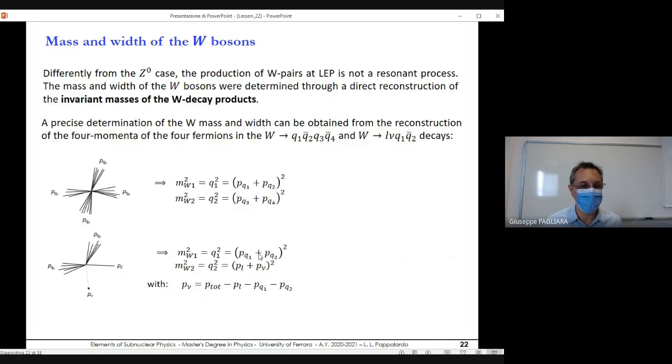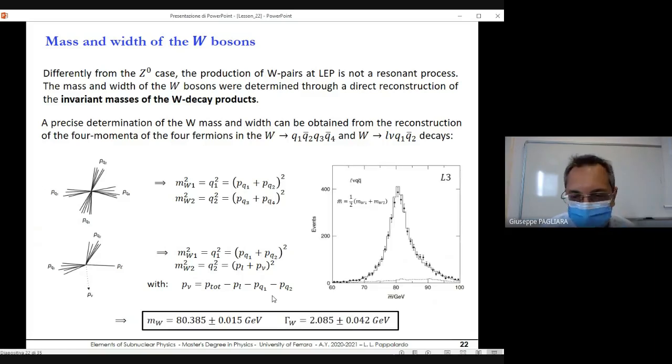For the quarks, it's just the same, by reconstructing the four momentum of the quarks. For the lepton case, it's a bit more complicated because you don't observe the four momentum of the neutrino, but you can reconstruct it as a missing four momentum. So you know the total four momentum of the reaction, you subtract all those that you measure, and what is missing is the one of the neutrino that escapes. And so you can take the average of the invariant mass of the two Ws in the decay.